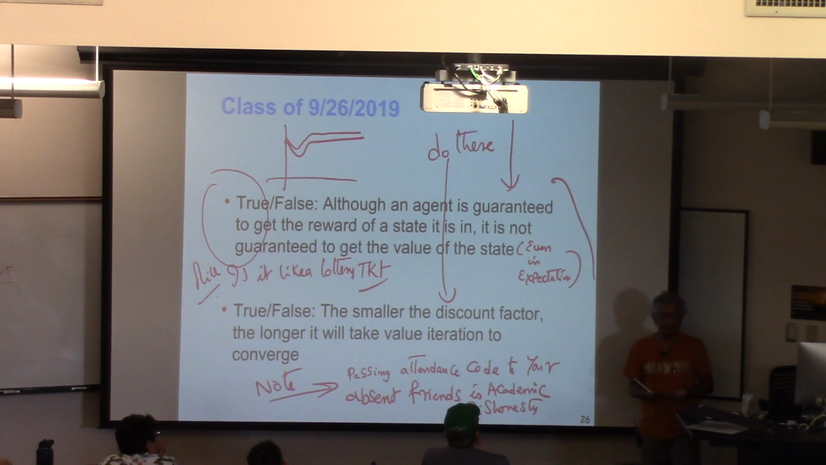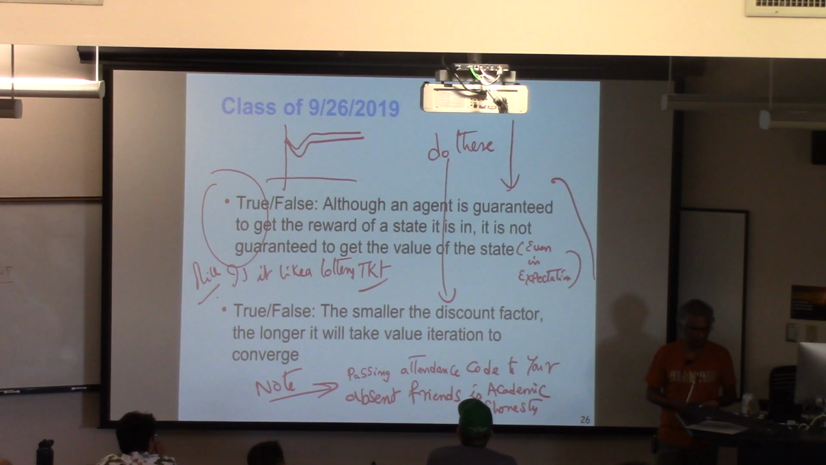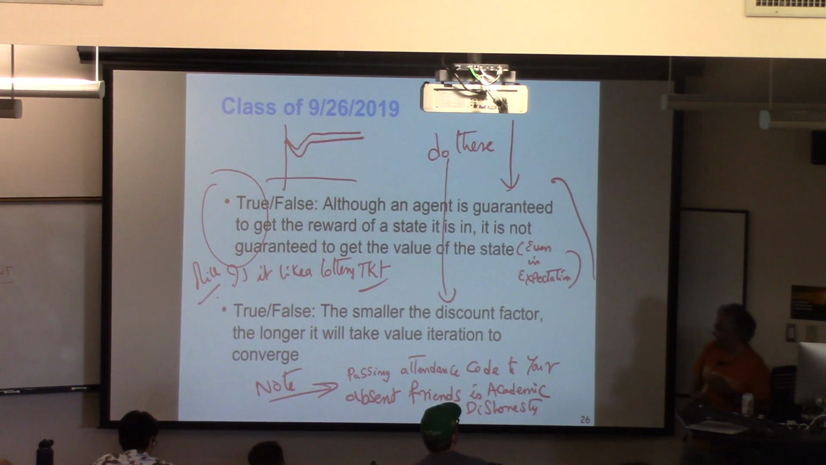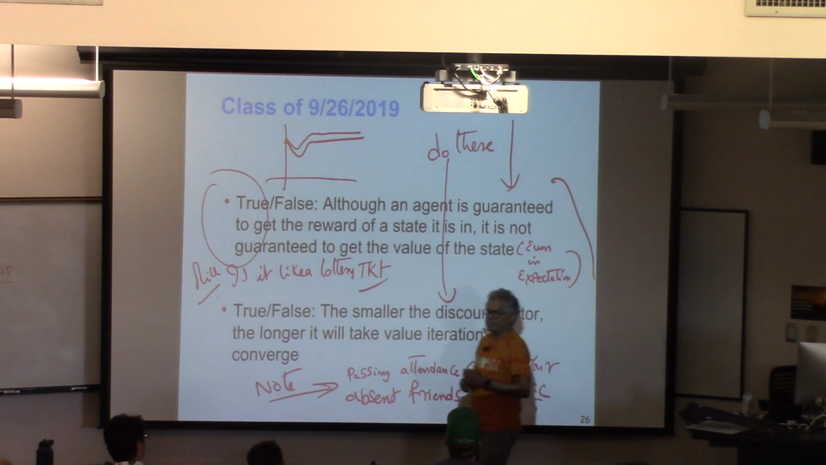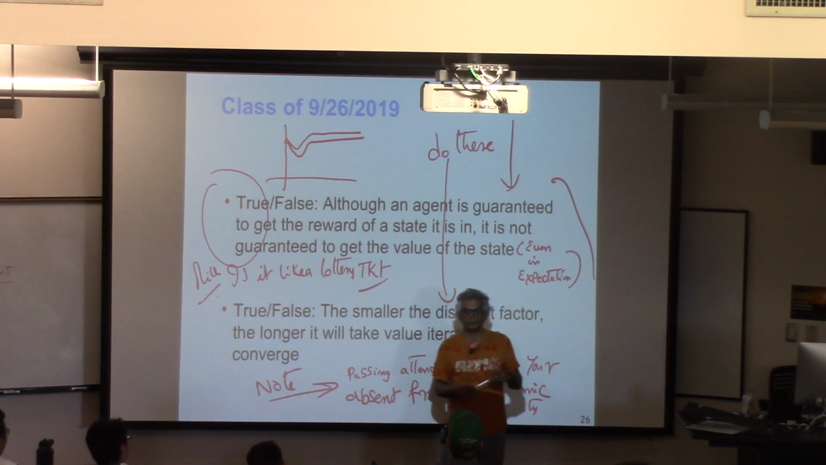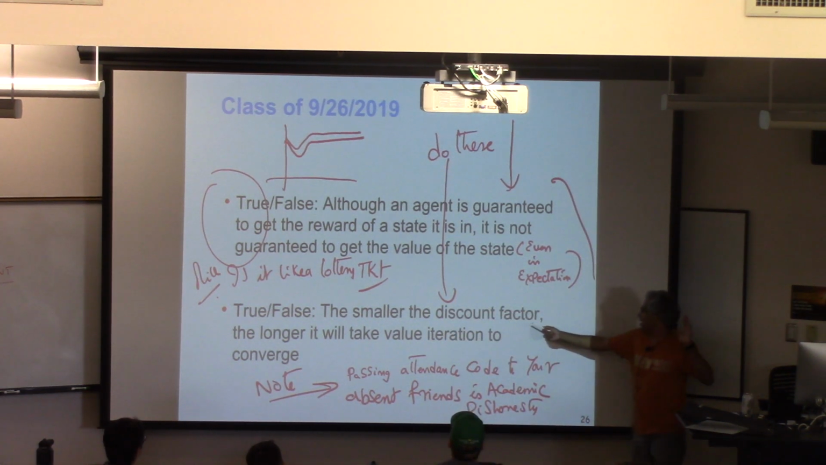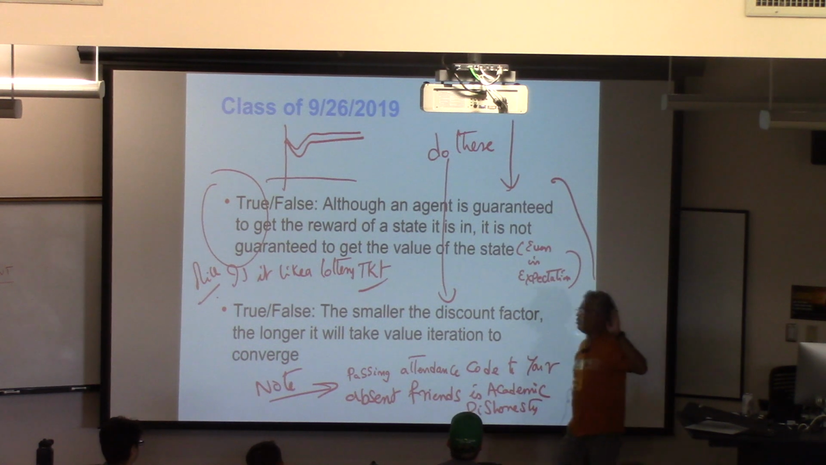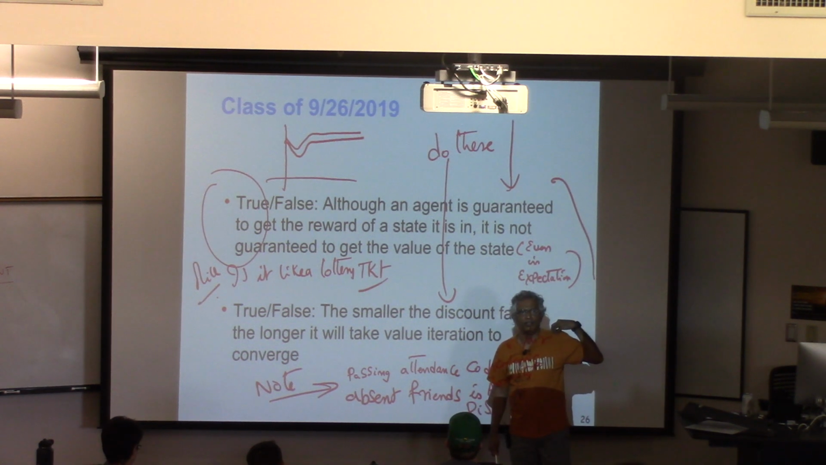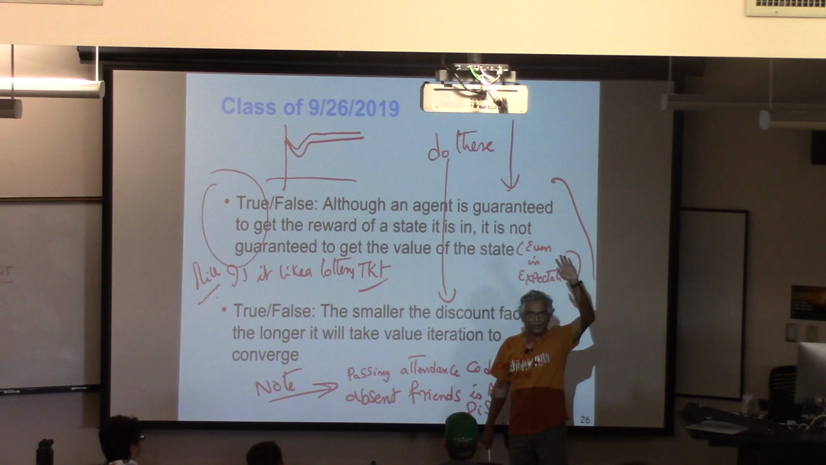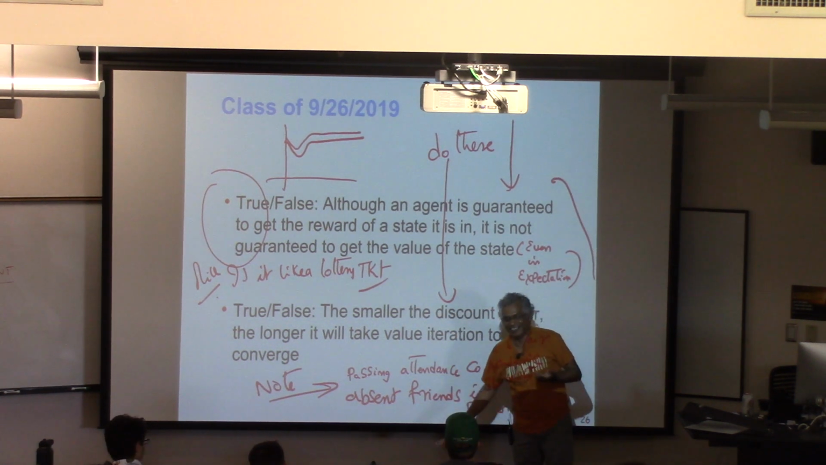Remember the discount factor? We talked about it. Does the discount factor have anything to do with the convergence of value iteration? Okay, so how many people think this is true? The smaller the discount factor, the longer it will take value iteration to converge. How many people think it is true? Yeah, you're actually saying true, right?